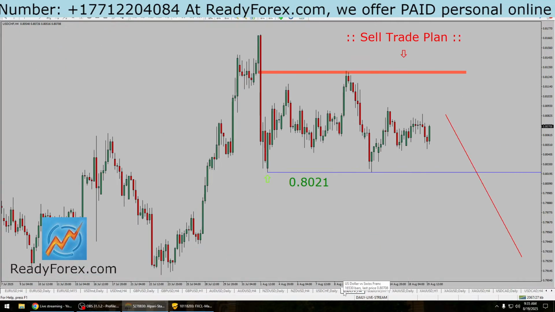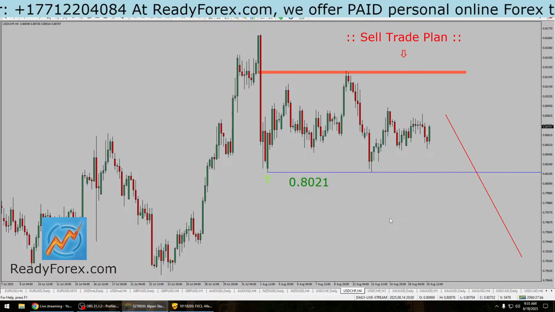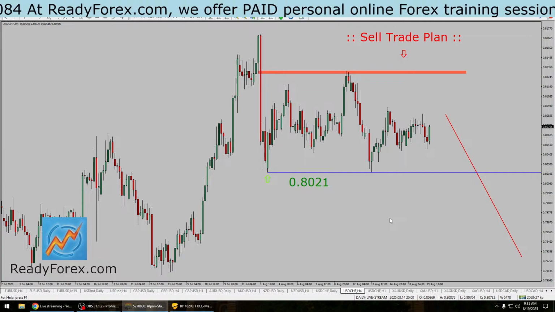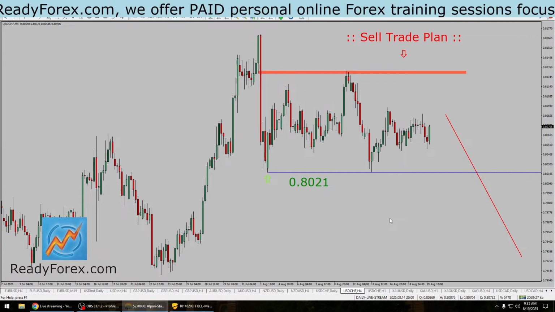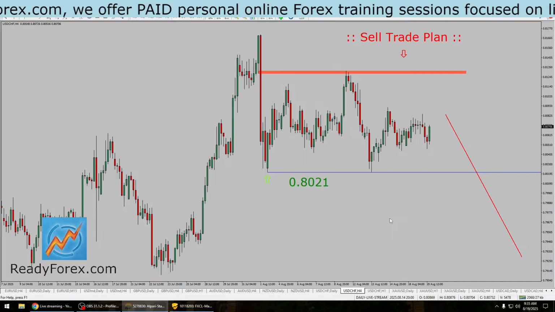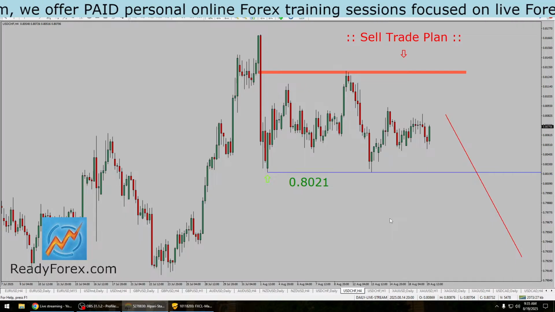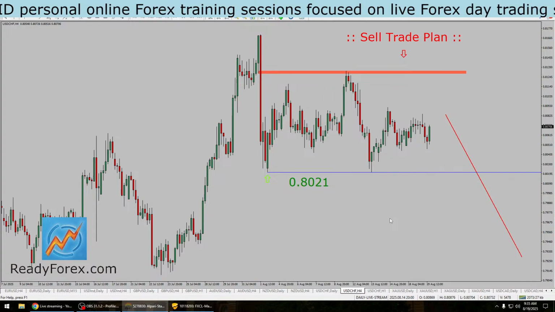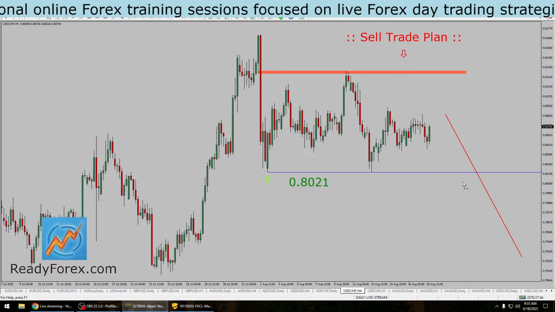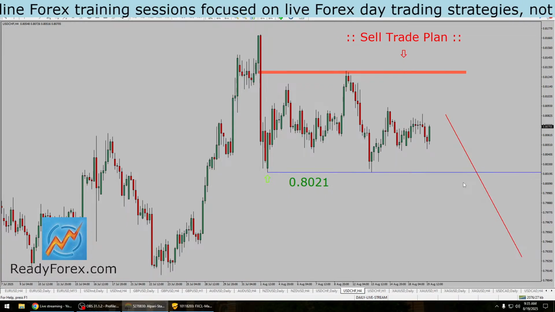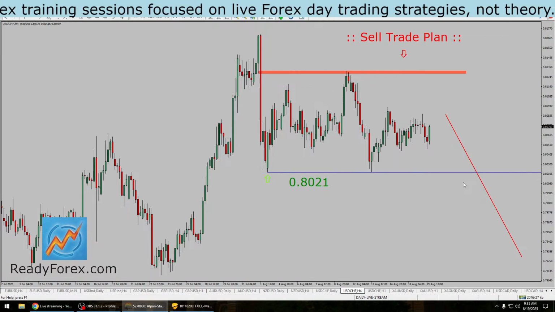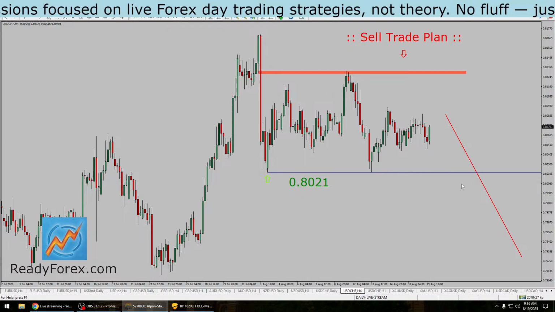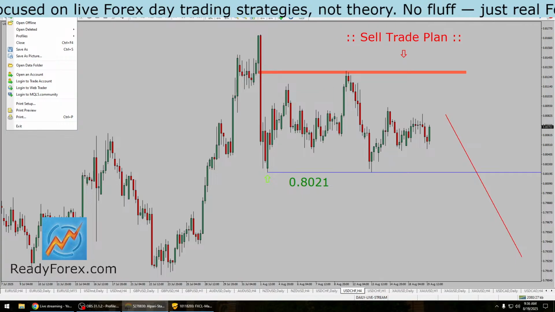A good idea is to wait for the market to break below the 0.8021 level inside the US dollar Swiss franc currency pair. Then you could look for potential sell trade setups or use your own day trading strategies if price action breaks below the 0.8021 area in the 4-hour time frame of US dollar versus Swiss franc. Okay, that's pretty much it today for the time being.